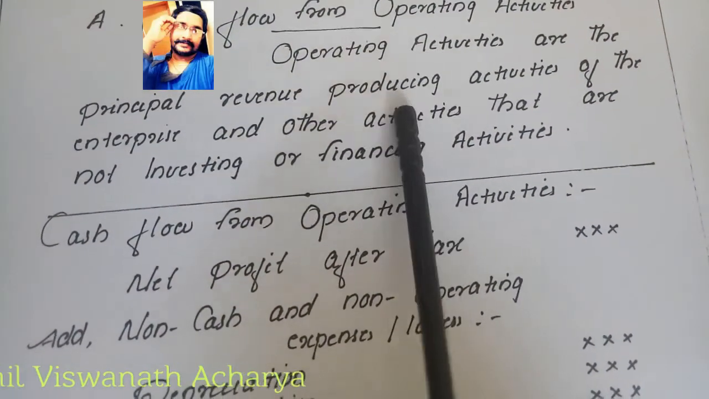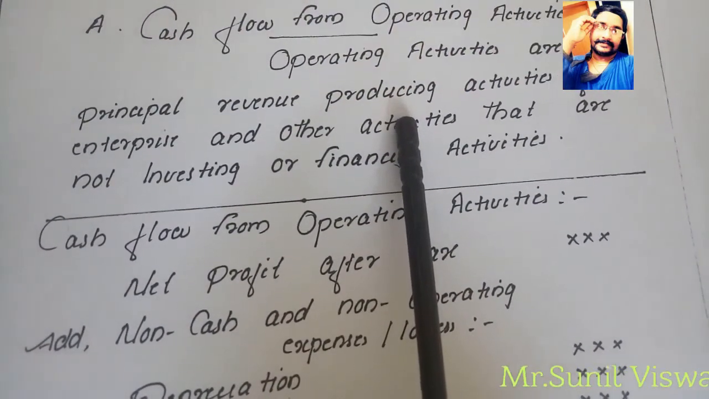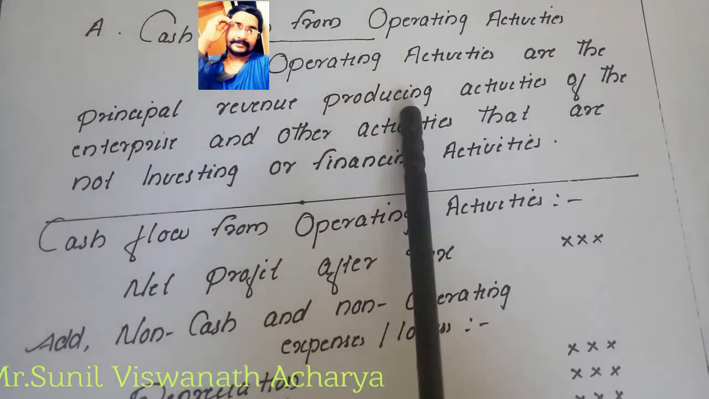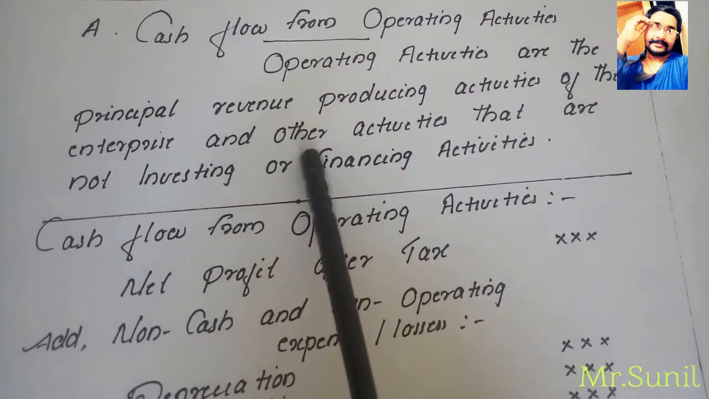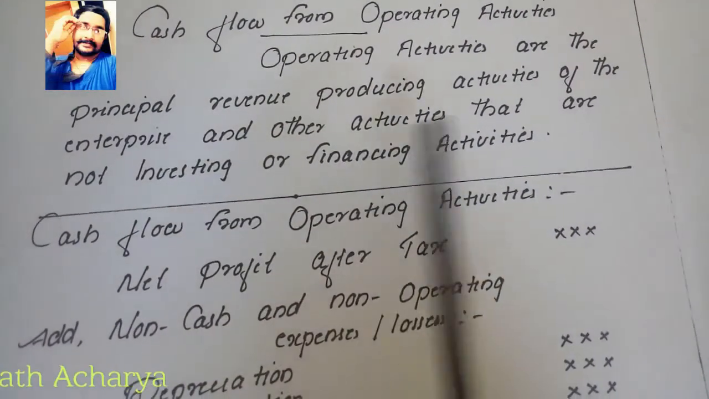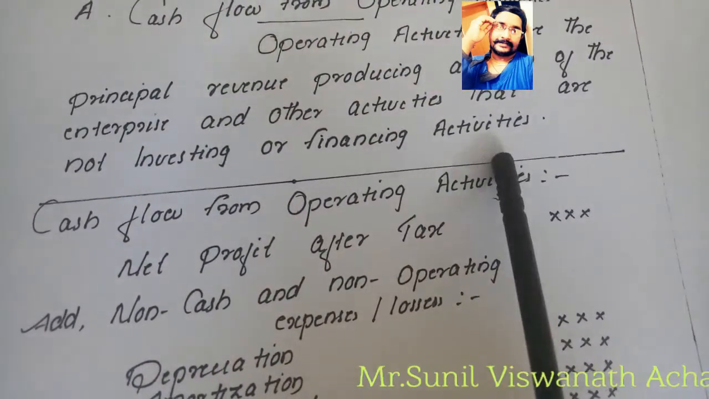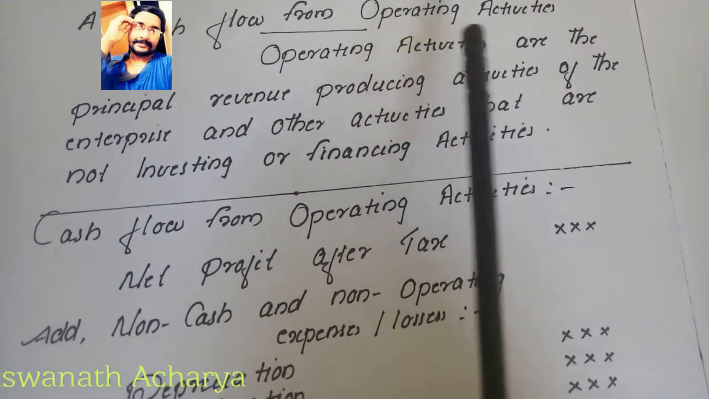The major activity of every business organization is considered as operating activity. Major revenue producing activities are considered as operating activity. And other activities that are not investing or financing activities, that also will come under which activity?